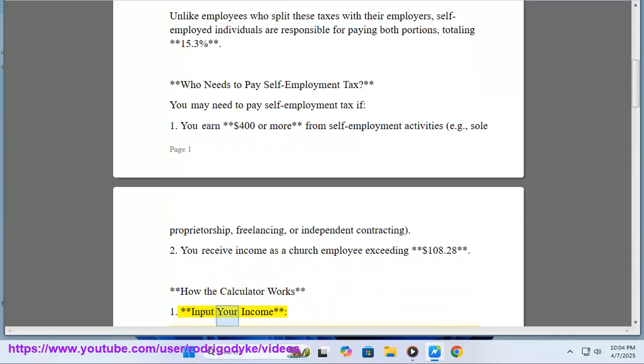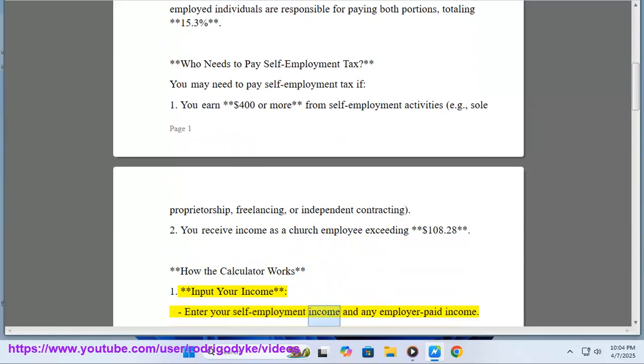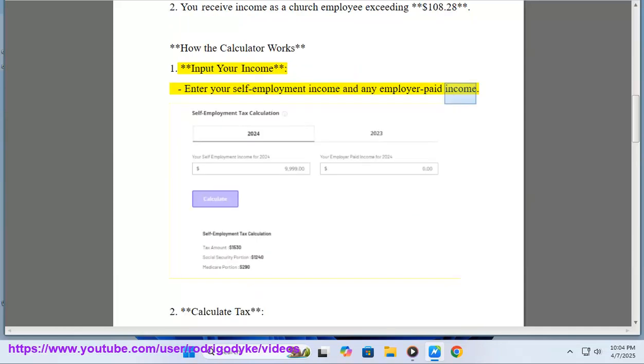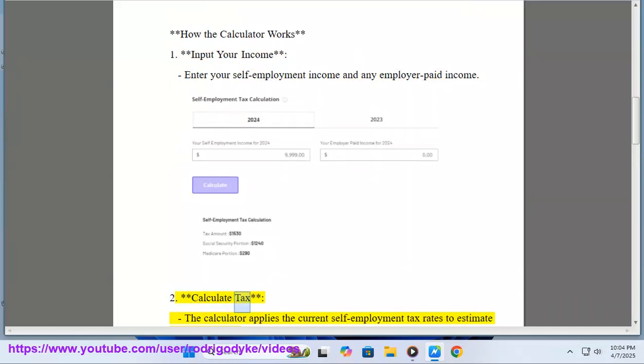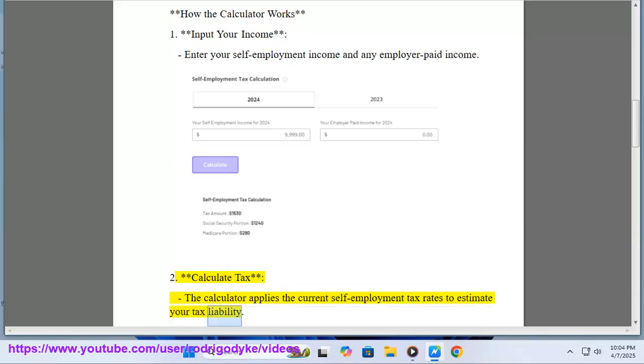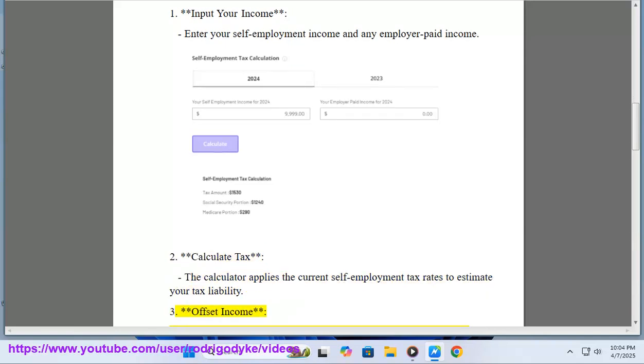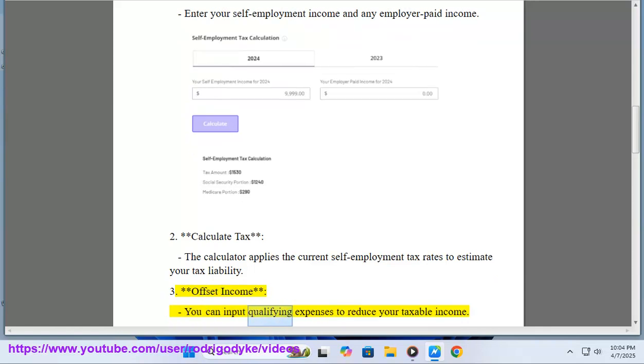1. Input your income. Enter your self-employment income and any employer-paid income. 2. Calculate tax. The calculator applies the current self-employment tax rates to estimate your tax liability. 3. Offset income. You can input qualifying expenses to reduce your taxable income.